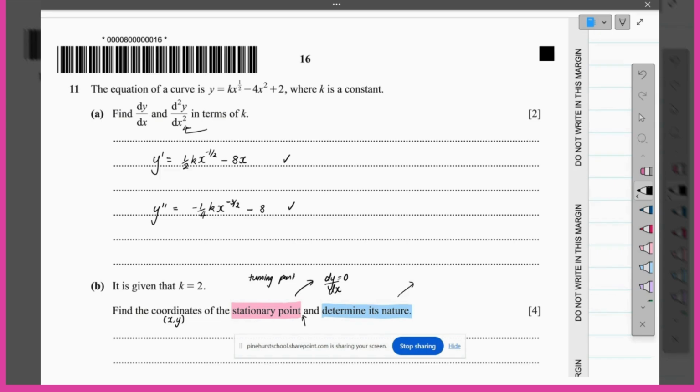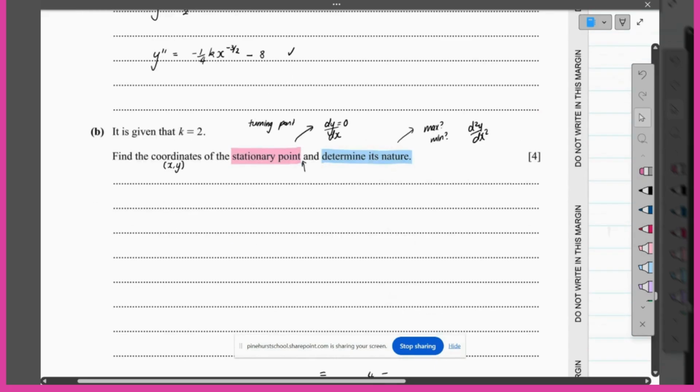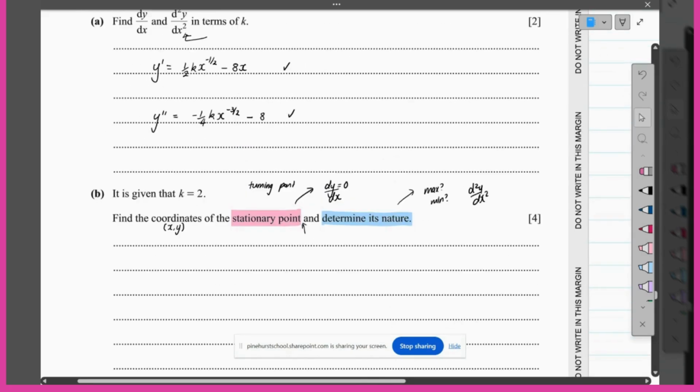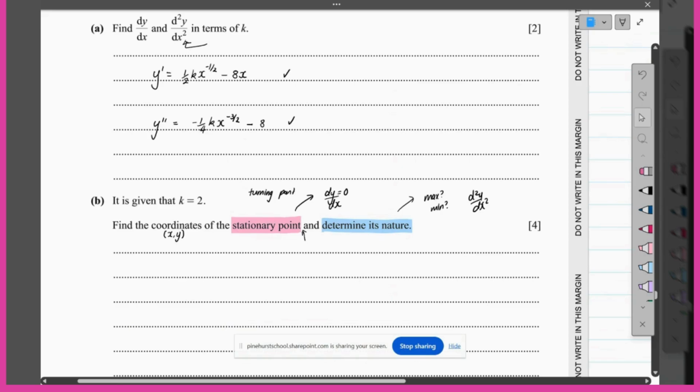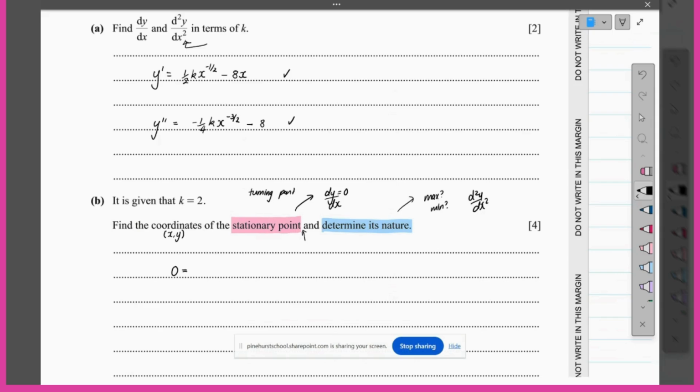Determine its nature. Fancy way of saying, is it a maximum or is it a minimum? What technique are we going to use? We're going to look at the second derivative. So both of these things are referring back to part A. So let's have a look at finding the coordinates of the stationary point. All we have to do is set our equation from above, that first one, equal to 0. Now, they told us that k was 2, so that's going to help us.